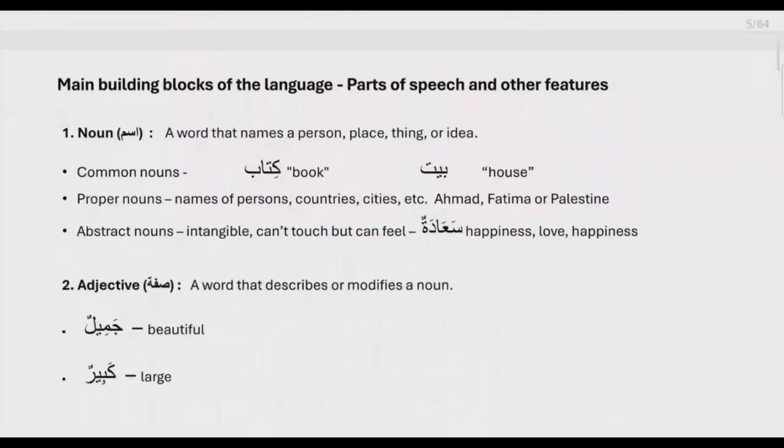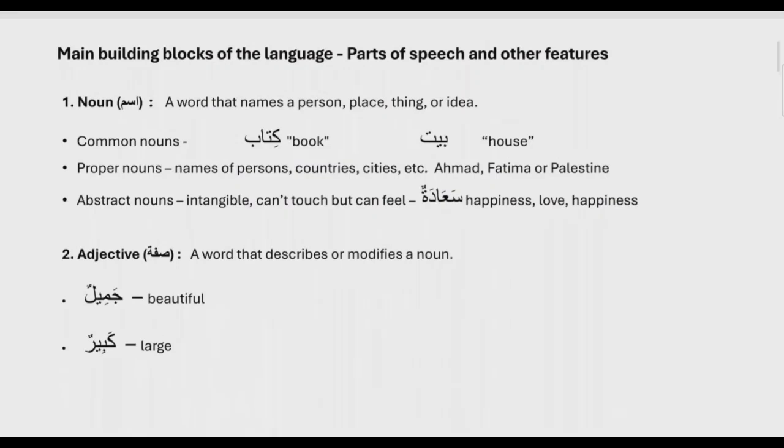Right, so the main building blocks of the language are essentially all the parts of speech and some other unique features. So the first one is a noun. We said it's a name of a person, place, thing, or idea. Kitabun is a common noun, like baytun, madrasatun, all these are common nouns. We come across them very often. Then we have proper nouns, names of specific things, either cities, persons, countries, etc. And then we have abstract nouns, something that you can't touch, right? But you can feel. Like saada is an emotion that you can experience. So those are abstract nouns.